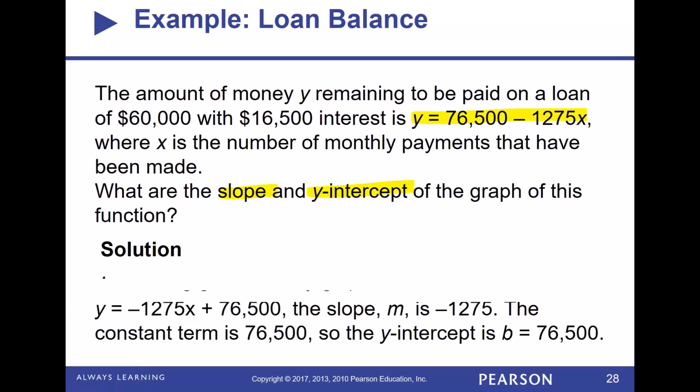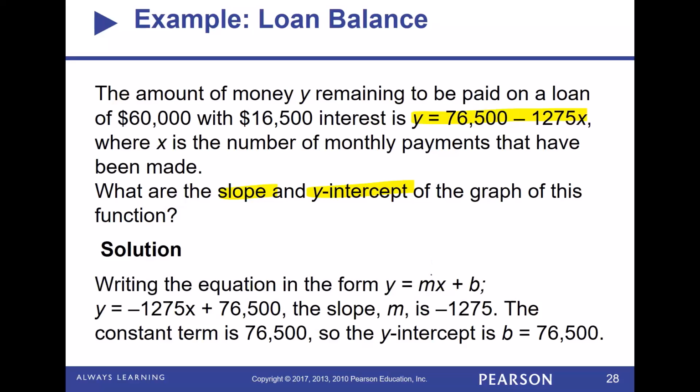Okay. So as we look at that, you might want to write that equation in that y equals mx plus b format, which is why I said sometimes we like that x term to be written in the front. So I'm just going to take that minus 1275x and put it in the front of that 76,500. So that way it lines up a little bit better with my formula here. And again, the number in front of x is going to be my slope. And again, make sure you take the sign with it. It's very important. So this one here is a negative 1,275 is my slope. And that constant term that has no x attached to it is my y-intercept. So that b value there is 76,500.